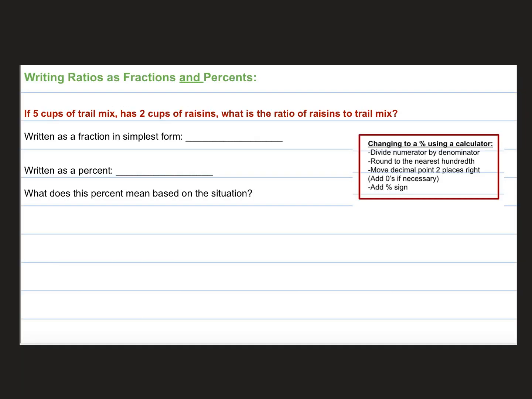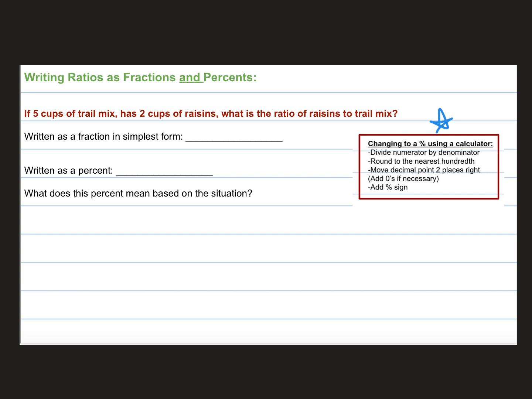Now we're going to write the ratios. We've been doing it as fractions, but now we're also going to turn it into a percent, which there's a reminder right over here. If you are using a calculator, divide the numerator by the denominator, round to the nearest hundredth, move the decimal point 2 spots to the right, and add zeros if necessary. Add your percent sign.